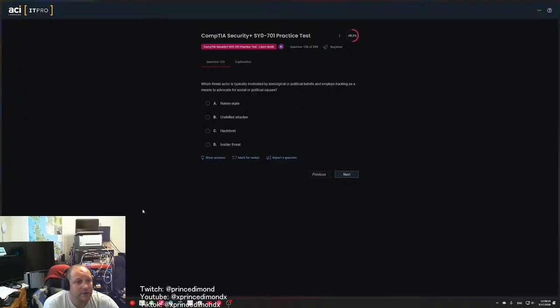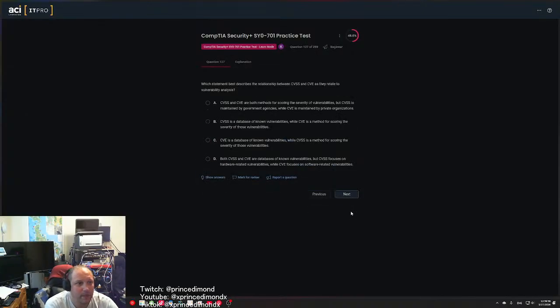Which threat actor is typically motivated by ideological or political beliefs and employs hacking as a means to advocate for a social or political cause? So that is going to be a hacktivist. Yep. Pretty straightforward there on that one.